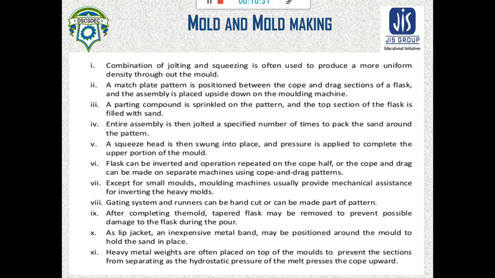Then a match plate pattern is positioned between the cope and drag sections of the flask, and the assembly is placed upside down on the molding machine. Now parting compound is sprinkled on the pattern, and the top section of the flask is filled with the sand.